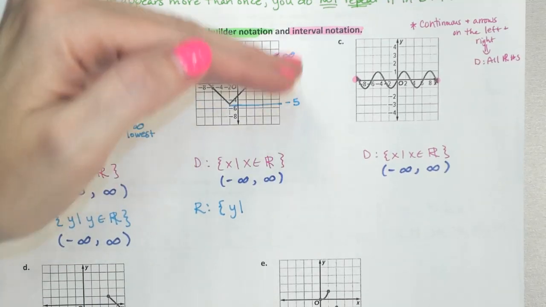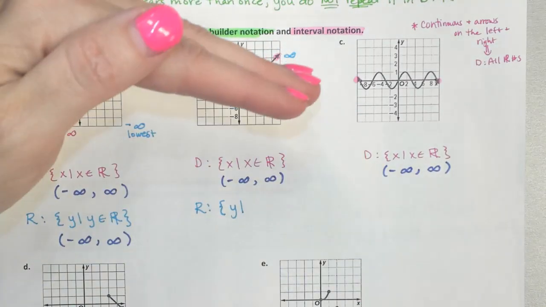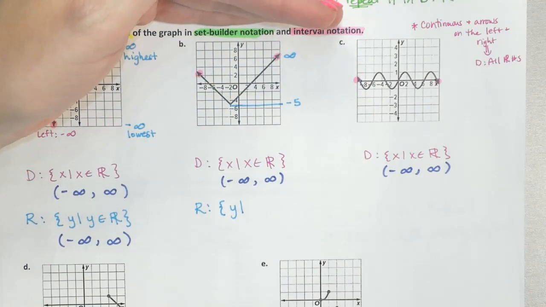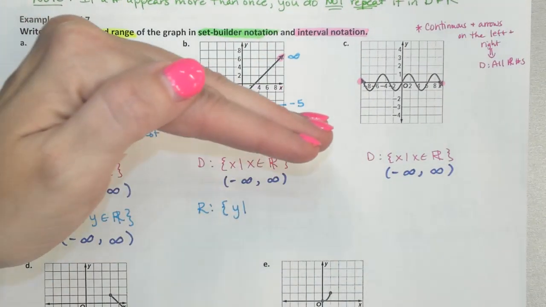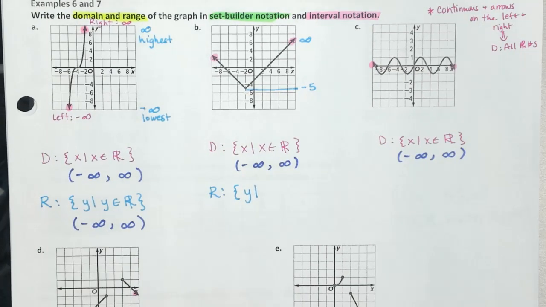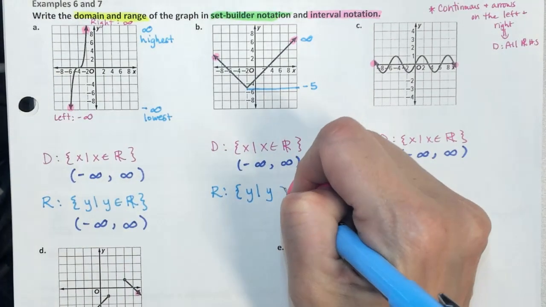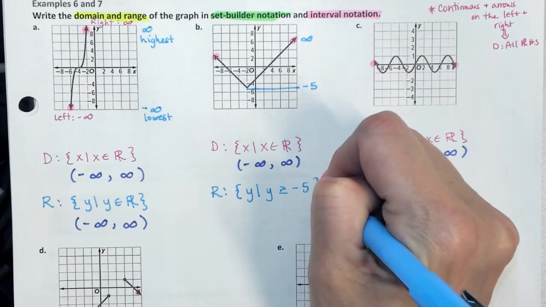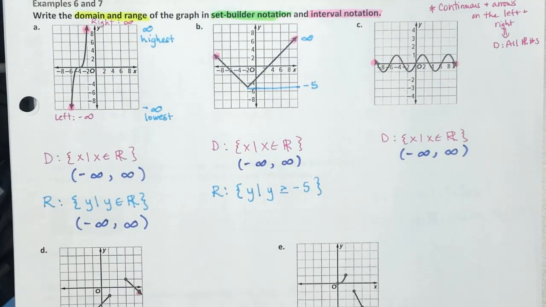I asked you to look at this and see if all the points are above a certain value or below. So all the points are above -5, which means we're going to use what symbol? Yep, greater than or equal to. Okay, so y is greater than or equal to -5.